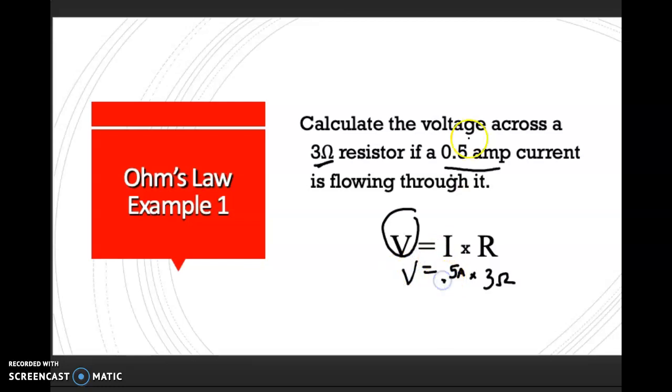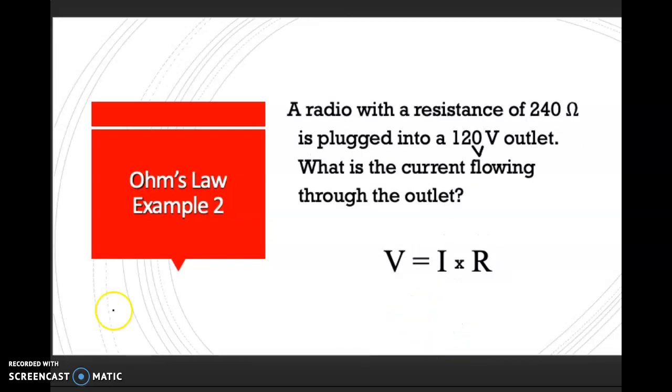Okay, and I'm looking for V. So 0.5 is like 1/2. 1/2 of 3. What if I had $3? What's half of $3? $1.50. So it's 1.5. And what is the unit for volts? Voltage? Volts. I gave my answer away. Okay, let's look at example 2.